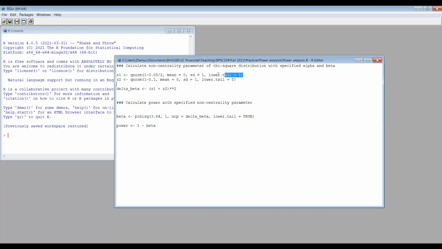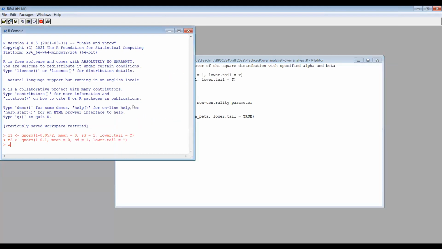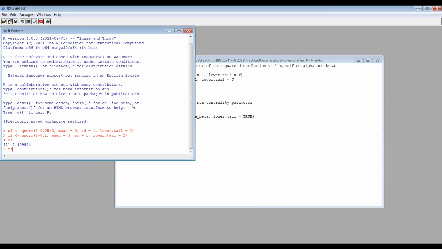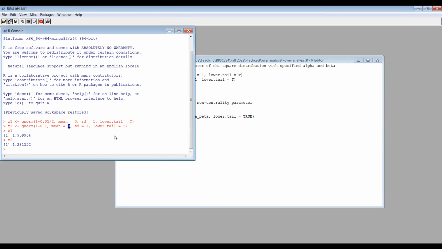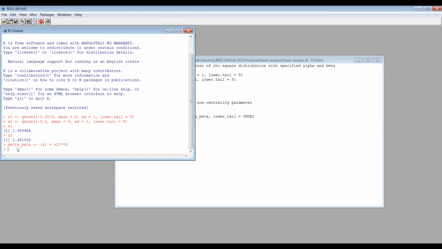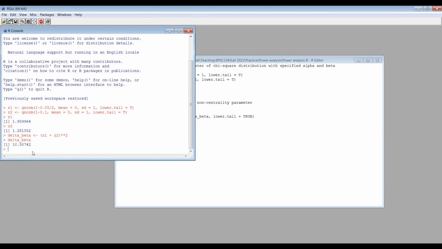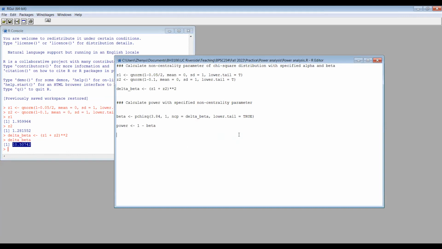Okay, so the first one is to calculate Z1. So use the quantile, right? And then the second one is Z2. So if you just do this, I'm going to show you Z1 equals something like this, Z2 equals this. And then this is the non-centrality parameter you're going to calculate. So what is this? Yeah, that's the non-centrality. So this is not required. I just show you the code that you can use.